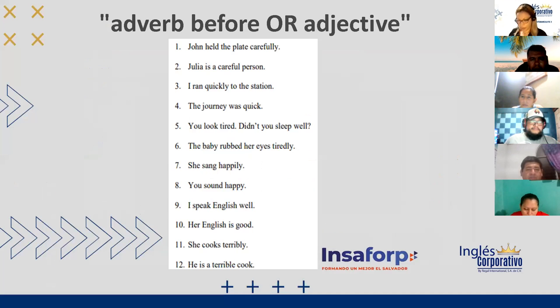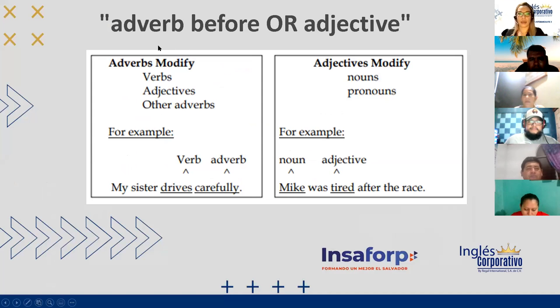Okay, so I added a couple of slides just to have a clearer idea about adverbs and adjectives, just making a quick review. We talked about how adverbs modify verbs, adjectives, and other adverbs. For example, my sister drives carefully. In this case, the adverb is modifying the verb. An adjective modifies nouns or pronouns. For example, Mike was tired after the race. The noun here is Mike. The adjective is tired. So it is modifying the noun Mike.